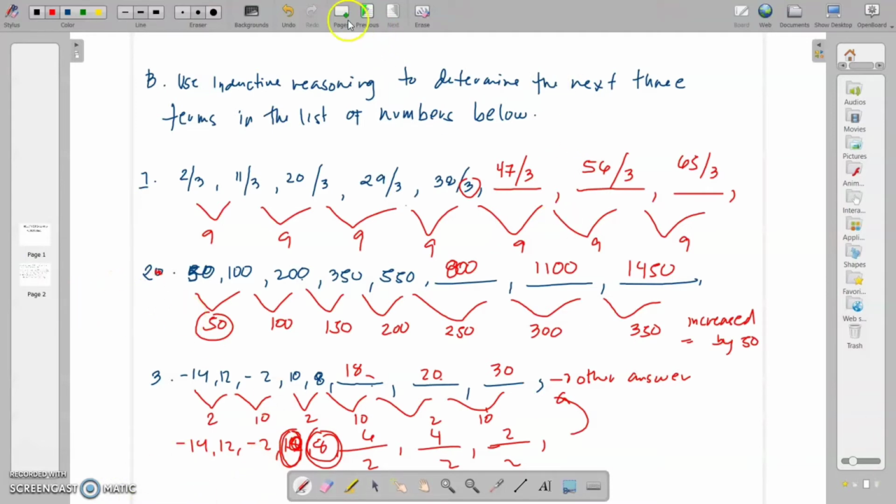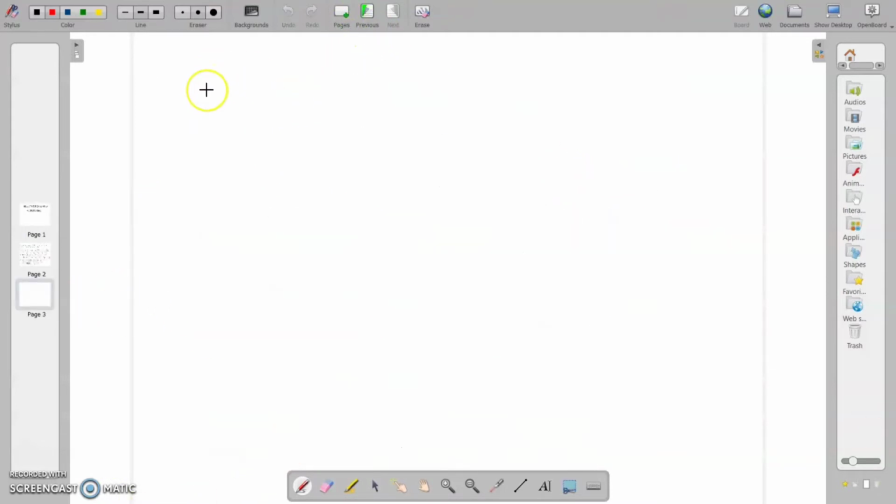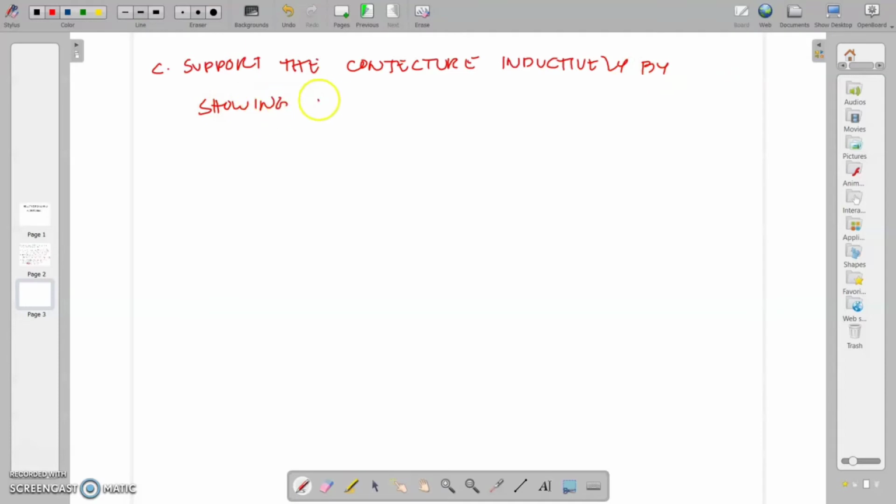The next is letter C. In letter C, support the conjecture inductively by showing 2 examples, or 1.